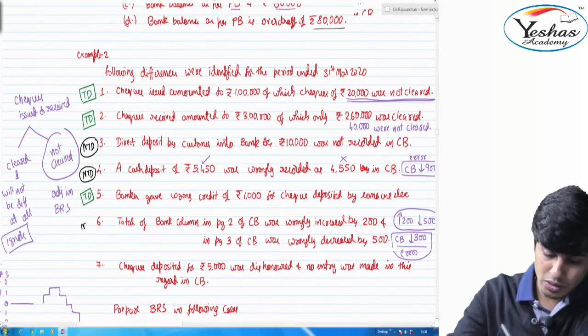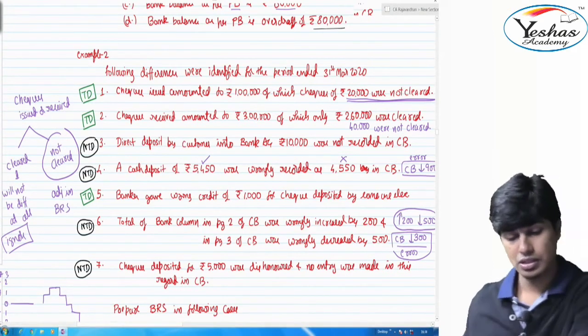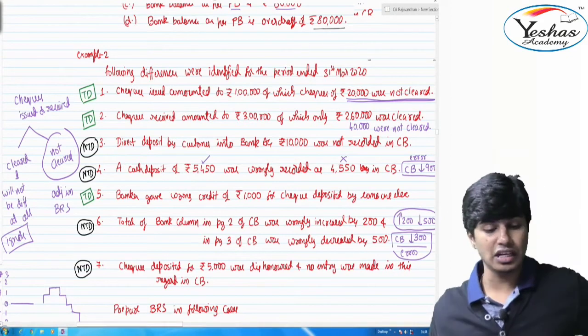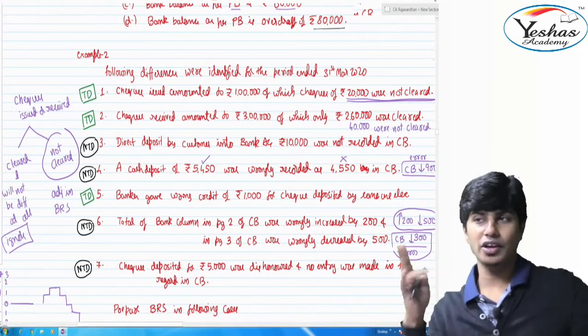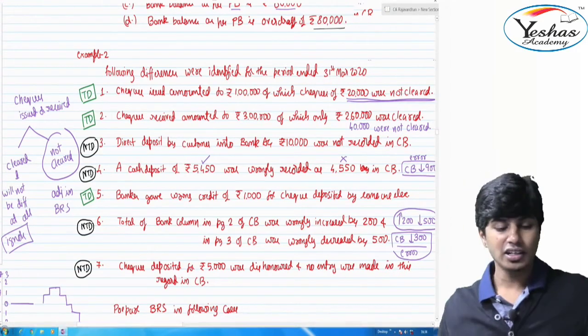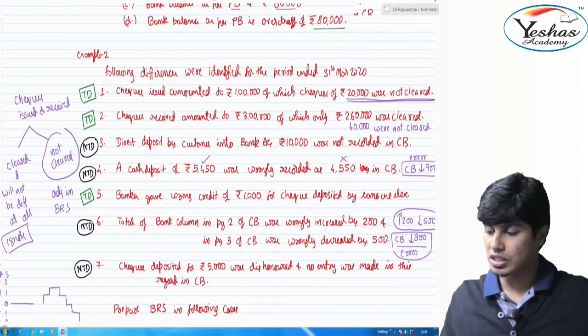Non-timing difference. Sixth one. Non-timing difference. Seventh one. Non-timing difference. You get that? So 3, 4, 6, 7 are non-timing differences. 1, 2 and 5 are timing differences. You get that? So this is with respect to example number 2.